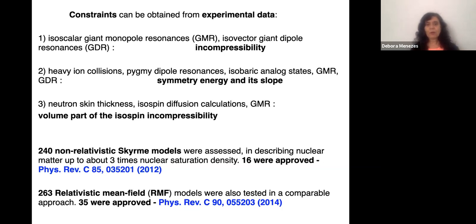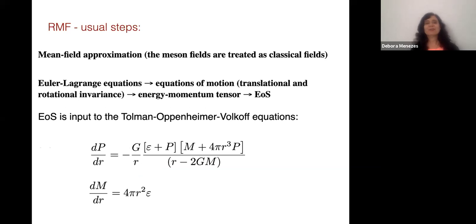So not too long ago, 240 non-relativistic Skyrme models were analyzed, and only 16 were approved. And then 263 relativistic models were tested, and only 35 were approved. So I like to work with relativistic models, and I like to work with relativistic models that can satisfy nuclear matter properties. So I prefer to work with these 35 approved models when they are tested against nuclear physics.